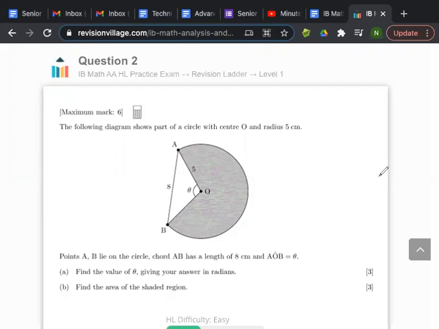The next one has a circle. Points A and B lie on the circle. Chord AB has a length of 8, and angle AOB is theta. Find the value of theta and give your answer in radians.